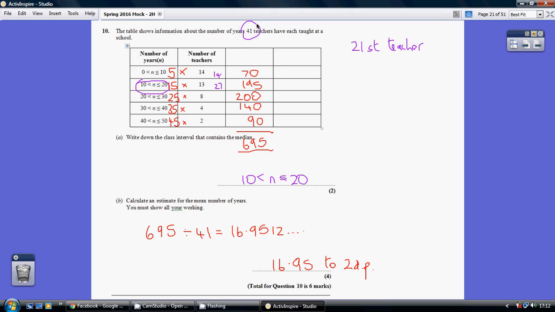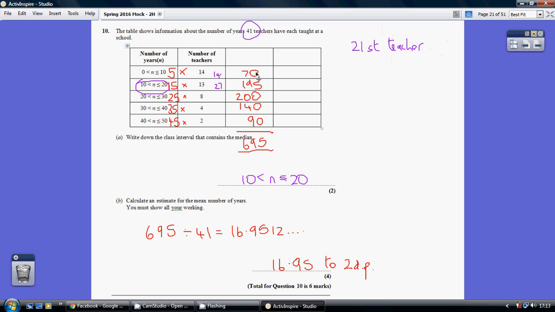Now, the way to work out the middle teacher accurately is to add 1 and divide by 2. 41 add 1 is 42, and halve that, we're looking for our 21st teacher. If you don't remember that, just simply halve this. Chances are that will give you the right answer, because if you halve 41 you get 20.5, round it up, you get the 21st teacher.